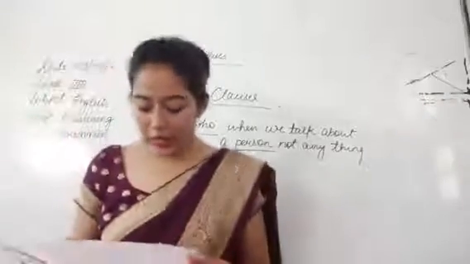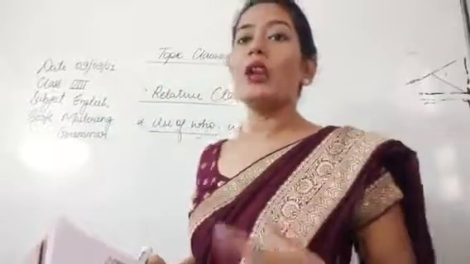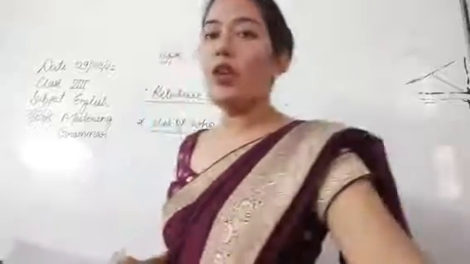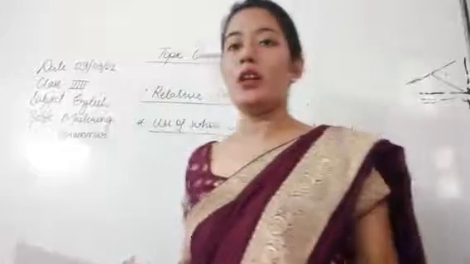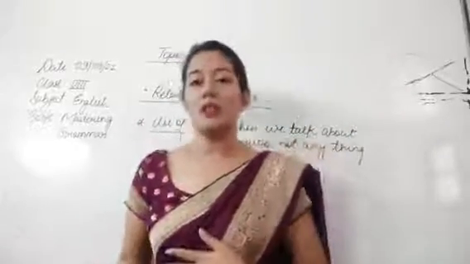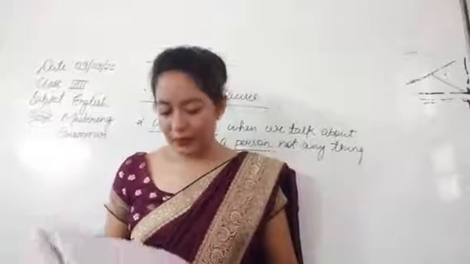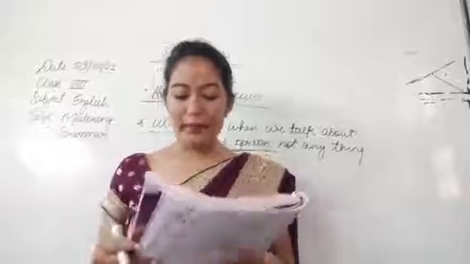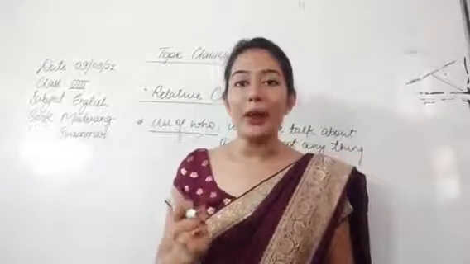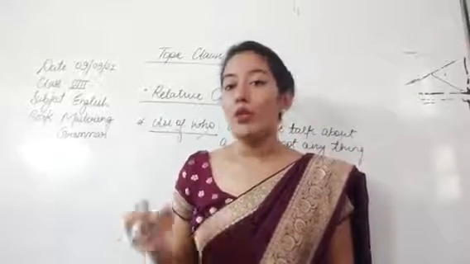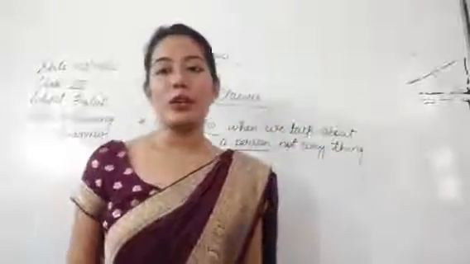For example, the girl who scored the highest marks in English is my cousin. So, you are talking about a particular person. Okay? Who scored the highest marks in English? A girl. A girl who is my cousin. Okay? So, we are talking about a person. Another example, the man who wore a black blazer disappeared suddenly. So, once again, you are talking about a person.